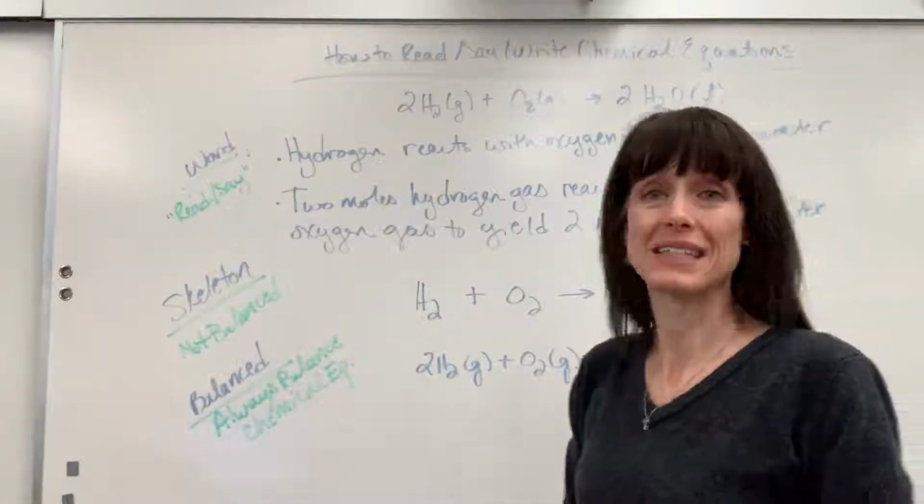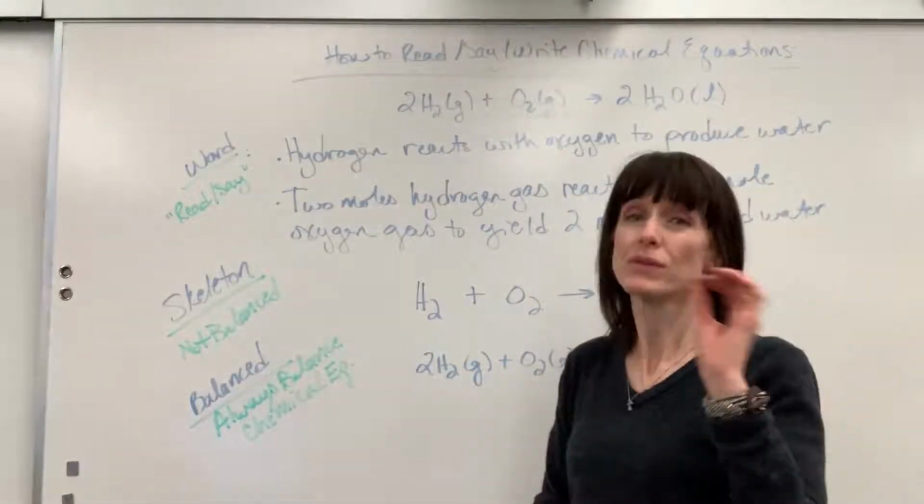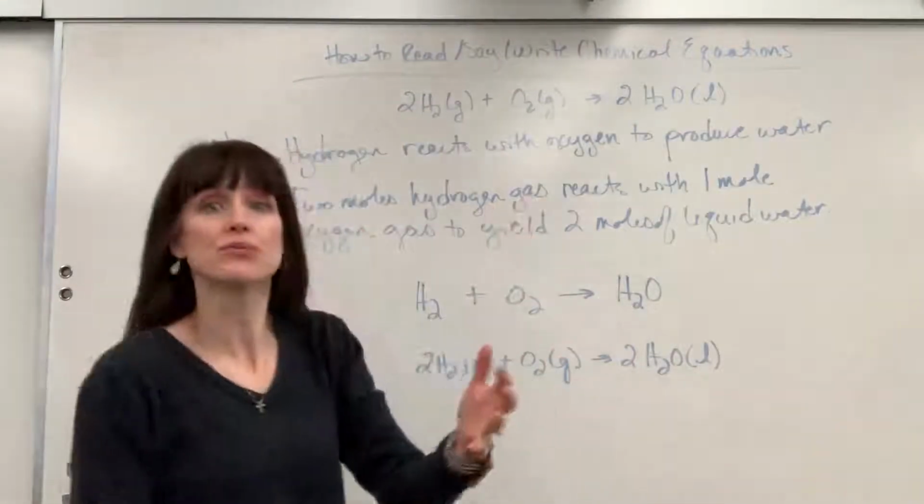We could do what's called a skeleton equation. That's when it's not balanced. And then lastly, the most important one is balanced chemical equations. So let's take this. How would you read this?